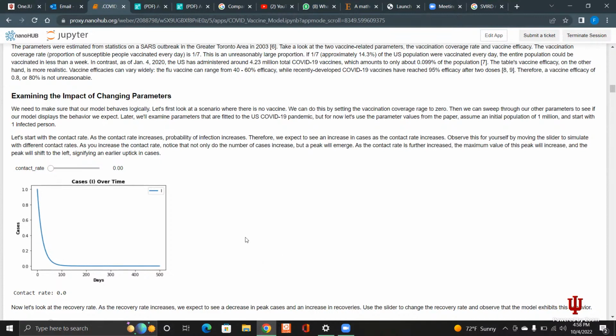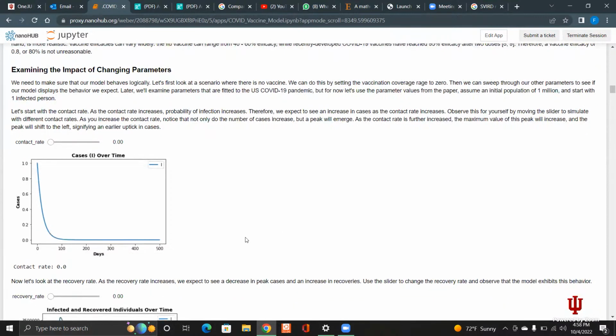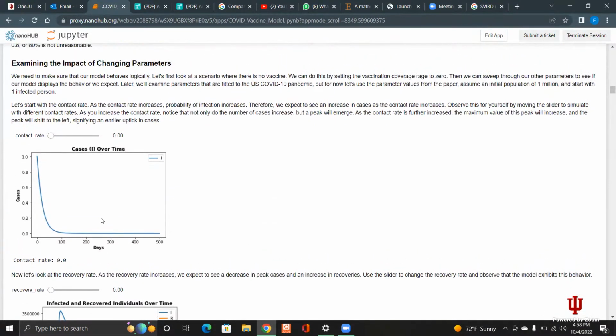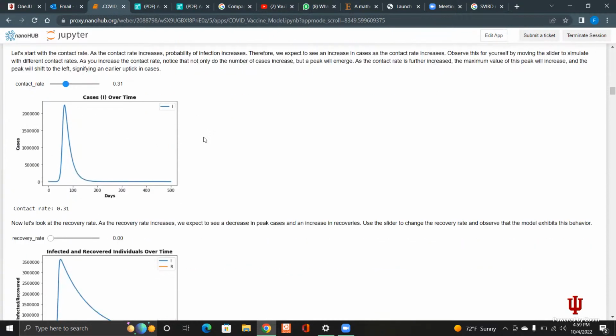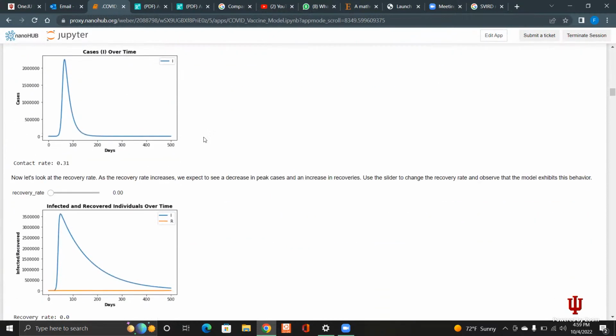So where bases, and then after that, here we can consider the case when there is no contact during the infections taking place. But as we increase the infection rate, the contact rate, the infection is also increasing. And after that, another case is the recovery rate.